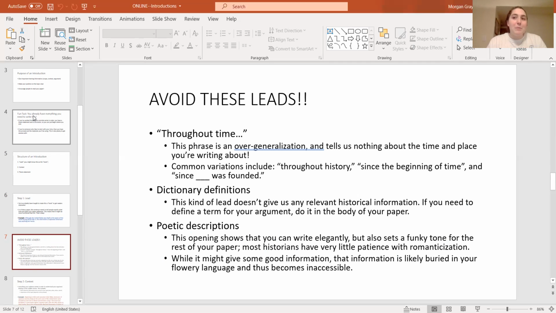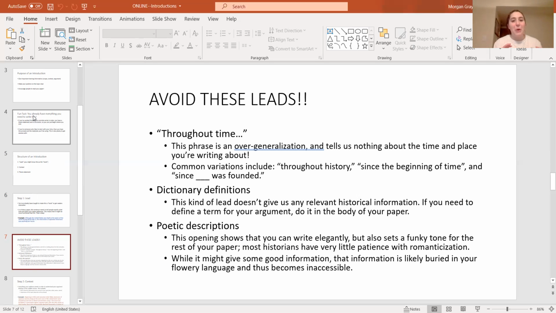Another thing I see some students do, and I know how tempting it is, and it makes a lot of sense on some level, is a poetic description. Because people want to be interesting. Maybe they see beauty in what they're talking about, or they like the way the words play together. It does show that you can write elegantly. When I see a student have a poetic description at the beginning, it does show me that they know how words work, and that's always a good thing.